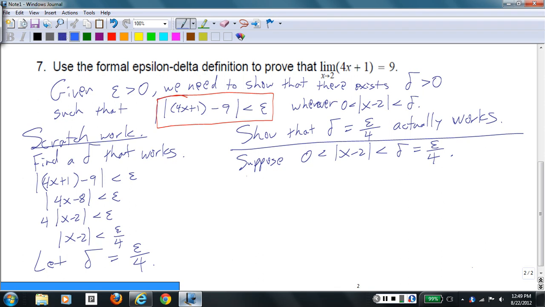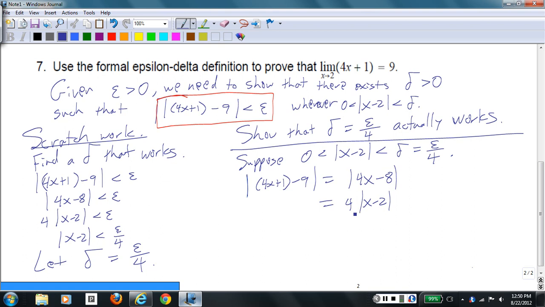What can we say about the absolute value of 4x plus 1 minus 9? I want to show it's less than epsilon. What I know is that it's equal to the absolute value of 4x minus 8. It's equal to that. I know we can factor out a 4. So it's equal to that, because 4 is positive.